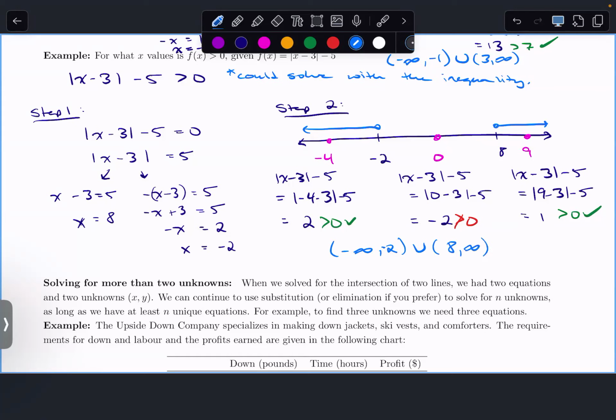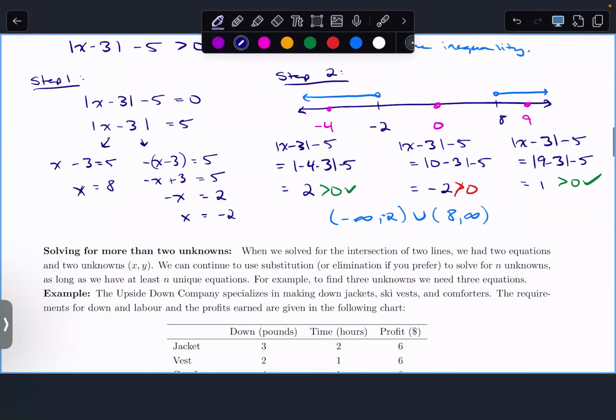Let's show that process, how we got the answer of the exam. Nah, it's okay. Because what could you do? Like I said, you could solve it with the inequality, which would look like this.